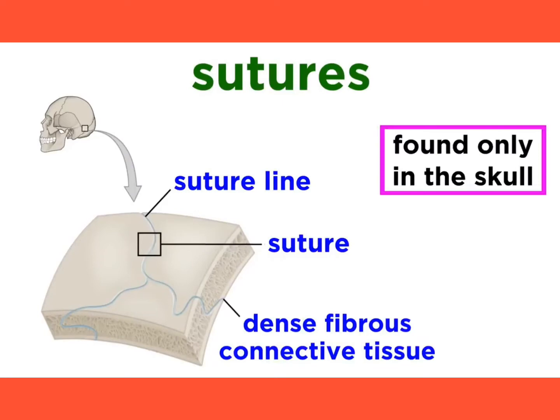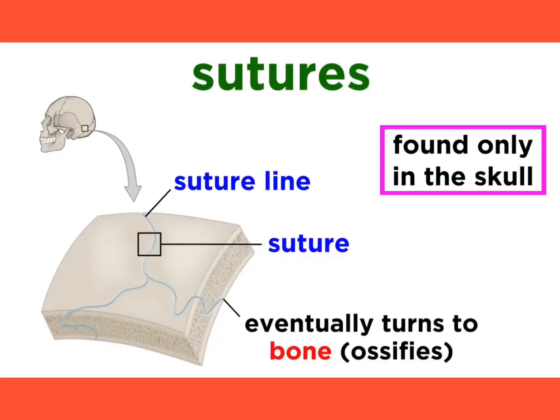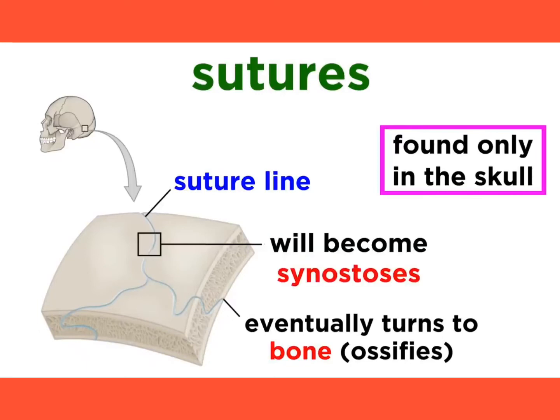We talked about sutures when we looked at the skull, and this is the only place we will find them. They contain many interlocking fibers of connective tissue that are connected to the periosteum of each bone, allowing them to tightly interlock, and this tissue eventually turns into bone, or ossifies, so that by middle age the skull bones are all fused together, at which point the sutures become synostoses.